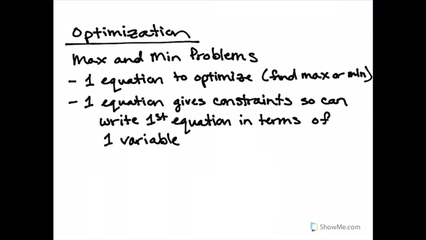Optimization is taking a real-life situation and finding the extrema. We either want to maximize something or we want to minimize something. So we know the first derivative test gives us extrema.